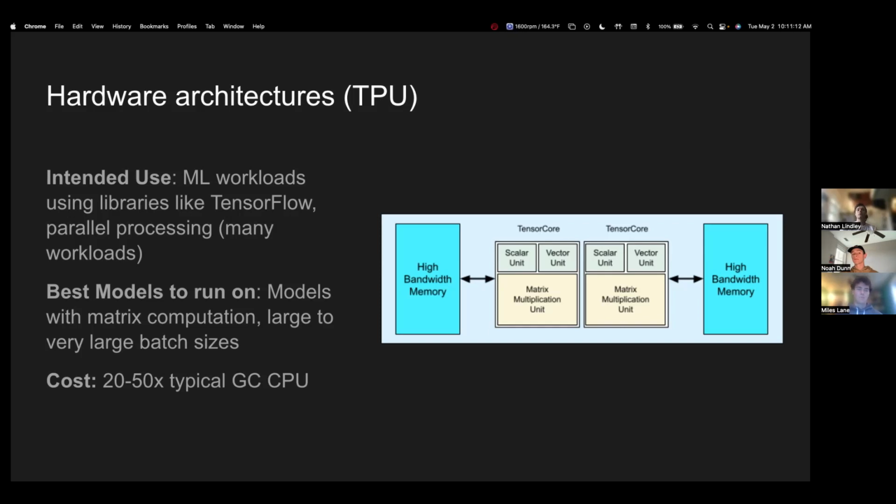And one other note about the TPU is that the cost is typically very high, on the order of 20 or 50 times more than CPUs, and maybe 10 times more than a GPU.